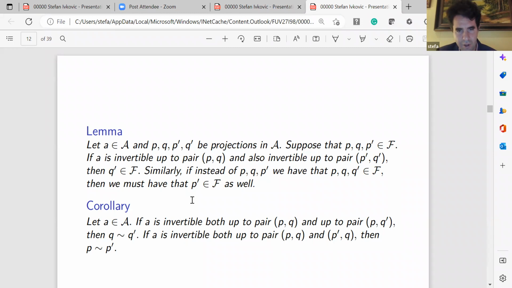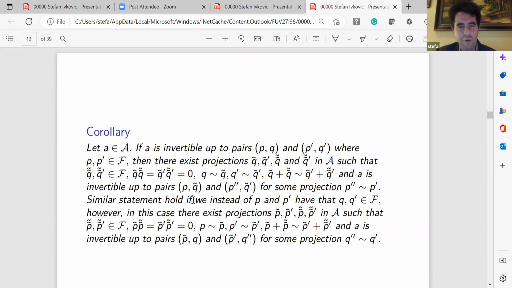Another corollary, which is even more technical, so I will not read the whole one, but this has application when we later consider 2x2 matrices with coefficients in von Neumann algebras. So I shall just explain what the corollary is about. Now, A is invertible up to pairs P, Q, and P prime, Q prime. Of course, all of them are projections, just to clarify this. But now we only assume that P and P prime are in F. So we say nothing about Q and Q prime.